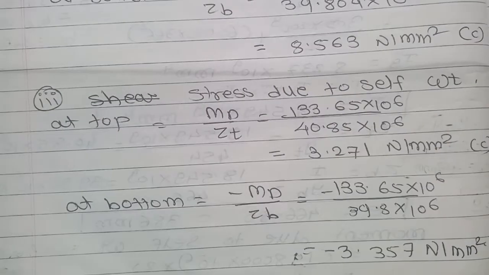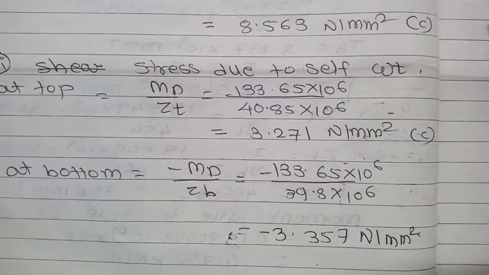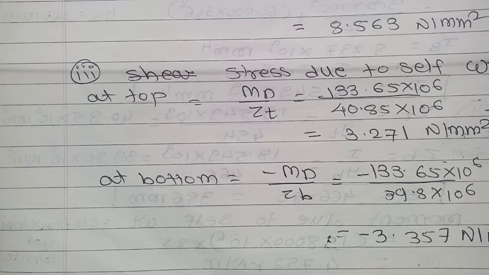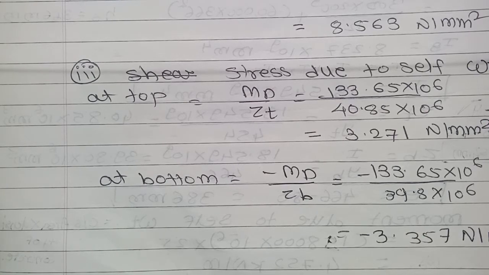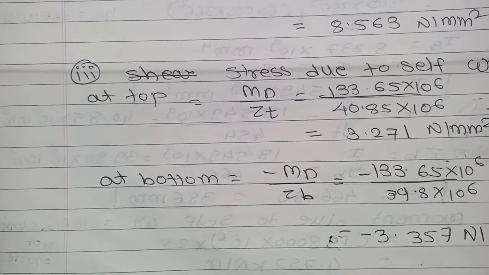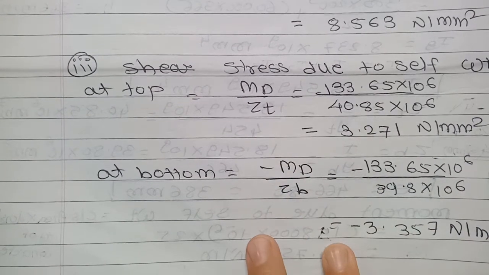Now third, stress due to self-weight at top, that is MD upon ZT, is equal to, bending moment for dead load, we calculated just now, that is 133.65 into 10 raised to power 6 divided by ZT, section modulus of top fiber, that is 40.85 into 10 raised to power 6. If we calculate this, we got the answer 3.271 Newton per mm square, that is stress due to self-weight at top. It is in compression.